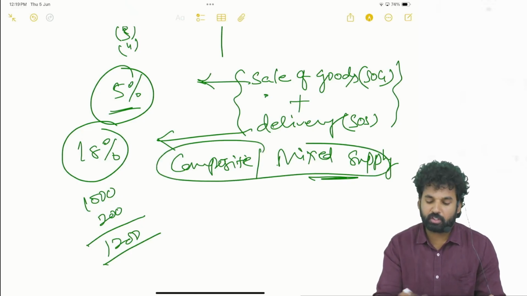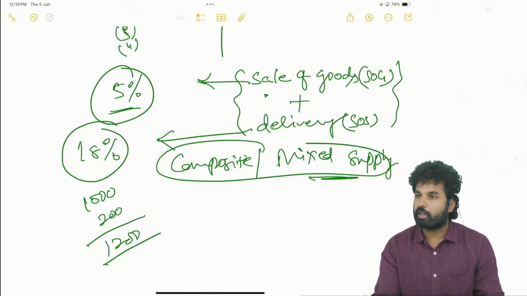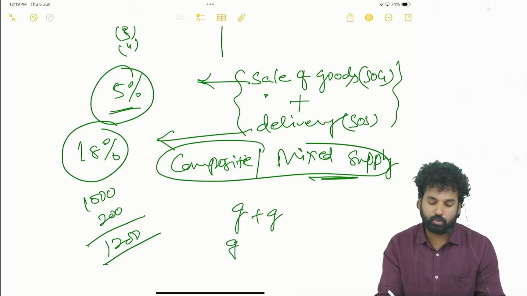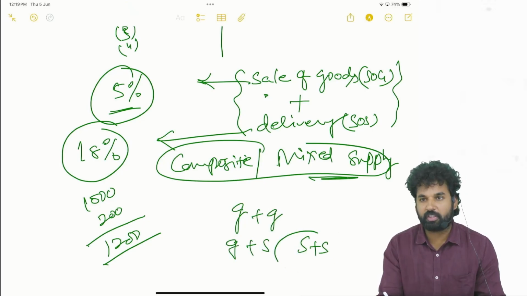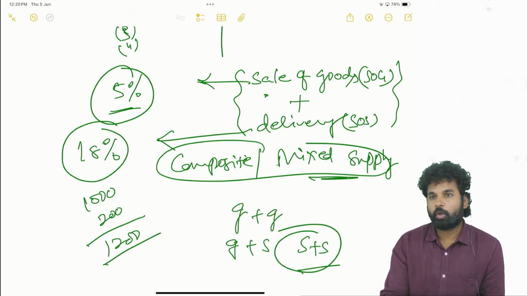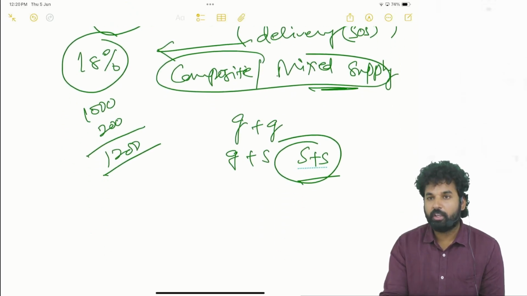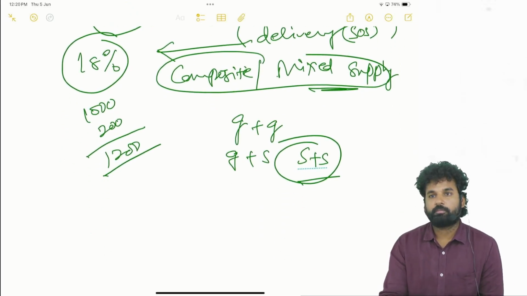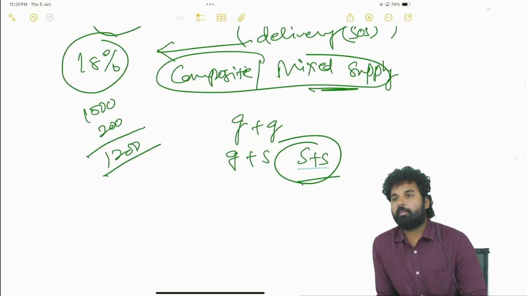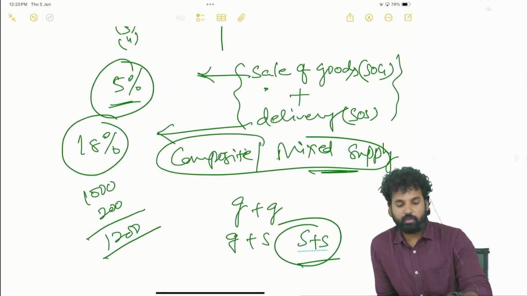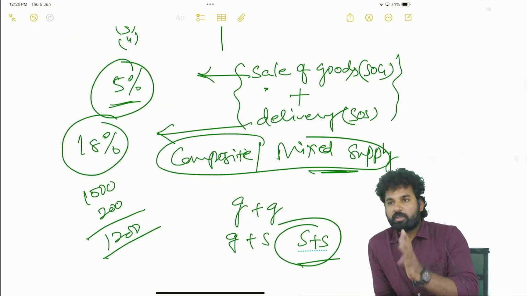So hence the discussion of composite supply and mixed supply will come. There are many cases where we supply together, like supply of goods plus goods, goods plus service, or service plus service. Generally it is necessary for such businesses to supply combinedly. Whenever you are going for an online order, delivery is a must. Without delivery, we will not place the order. Delivery is a must. That means it is naturally bundled.